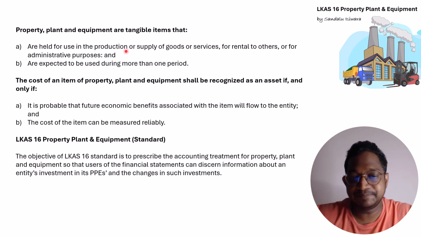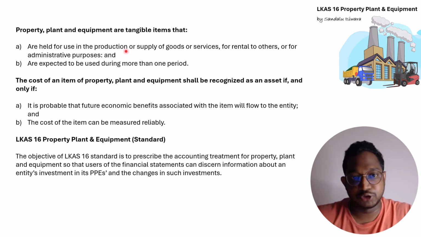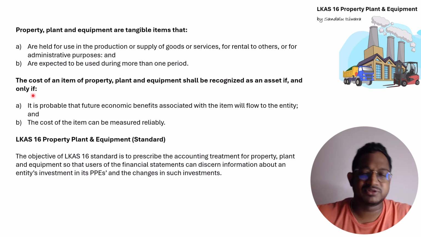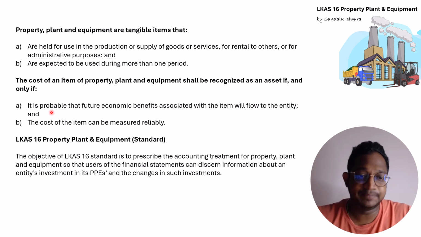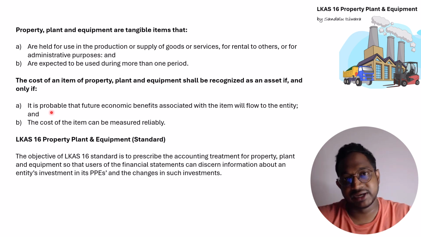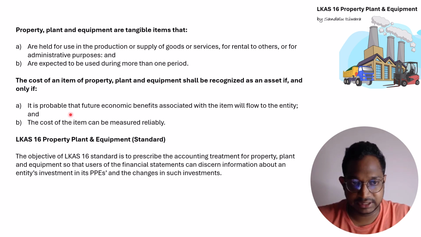So this is the simple definition that appeared in LKAS 16 standard 2, which means what property, plant, and equipment is. And here, the cost of an item of property, plant, and equipment shall be recognized as an asset if and only if it is probable that future economic benefits associated with the item will flow to the entity, and the cost of the item can be measured reliably. These are the common recognition criteria of any asset, right?